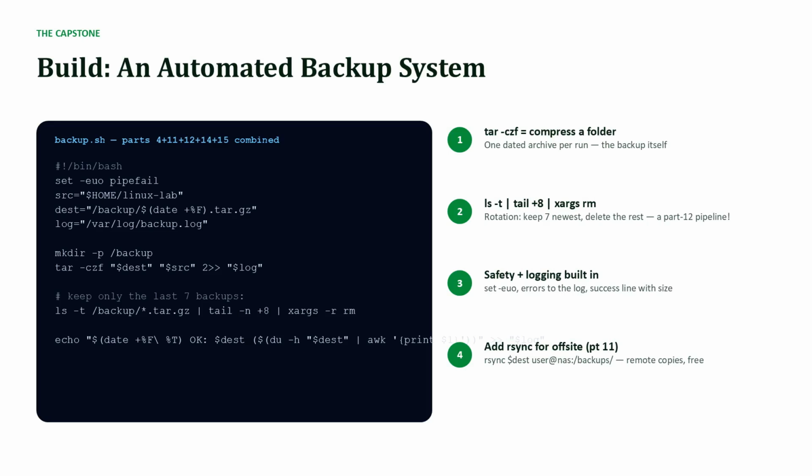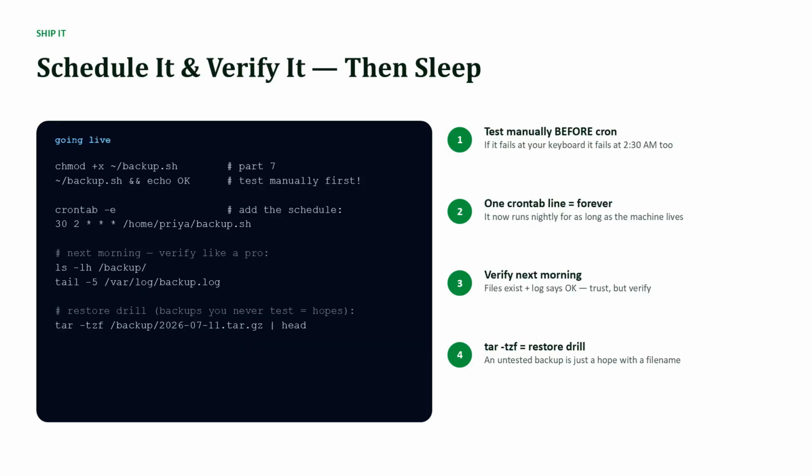A pure part 12 pipeline doing real systems work. Errors append to a log. Success logs a line with the size via awk. And one rsync line from part 11 would copy each archive to another machine. Offsite backups, free. 16 lines. Every video in the series is in there. Ship it like a professional.